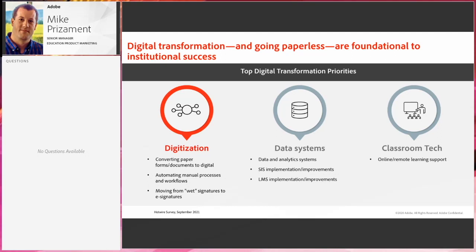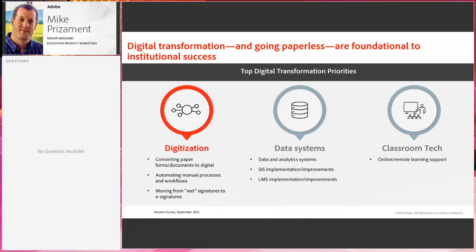We're not talking about classroom technology here. That's definitely not our area of expertise. We're more around the leftmost column here, digitization of the types of workflows and documents. So converting paper forms to digital, automating manual processes into workflows. Obviously, workflow is probably the word you're going to hear from us the most today, workflows, and then moving wet signatures to e-signatures.